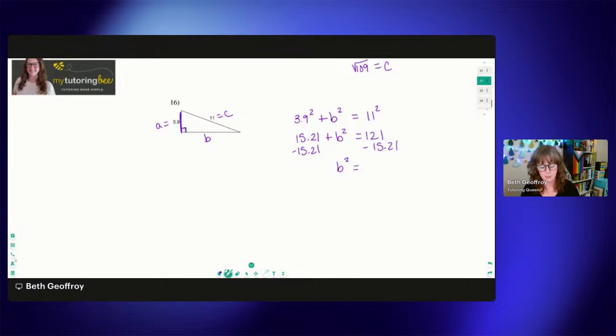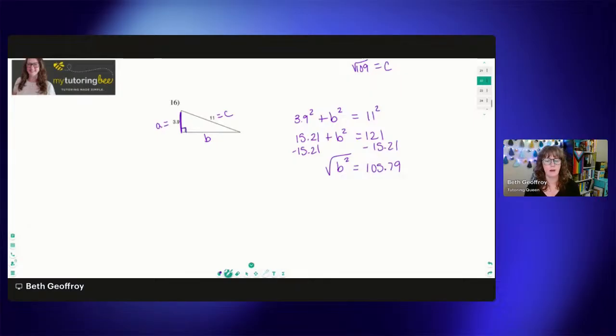And that gives us B squared equals 105.79, okay? And now, again, just like we did before with the C squared, we still need to find the square root because this is not the measurement of B.